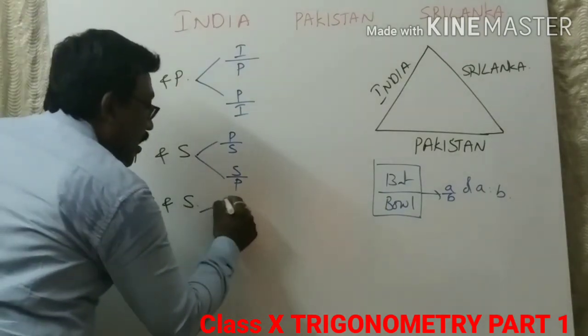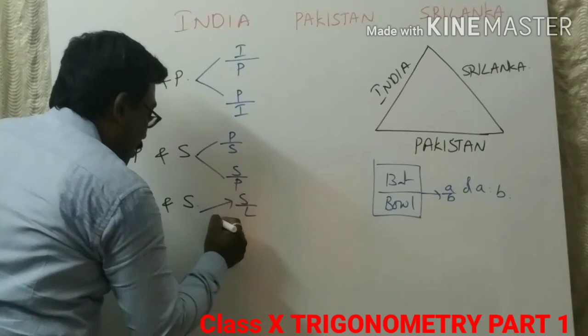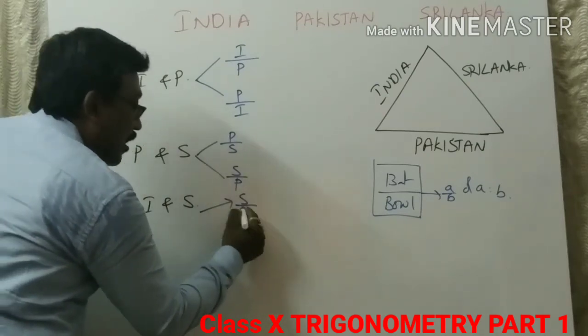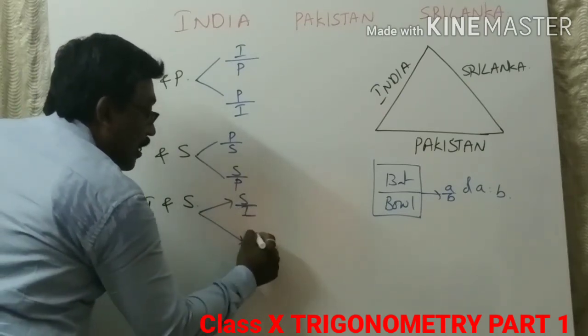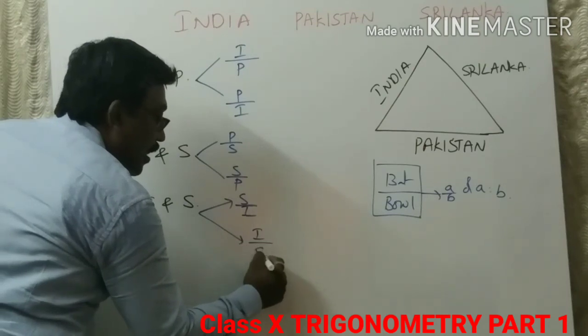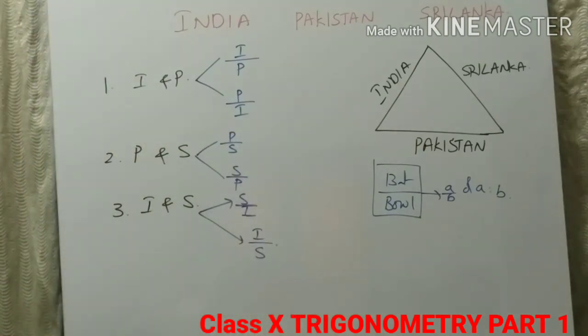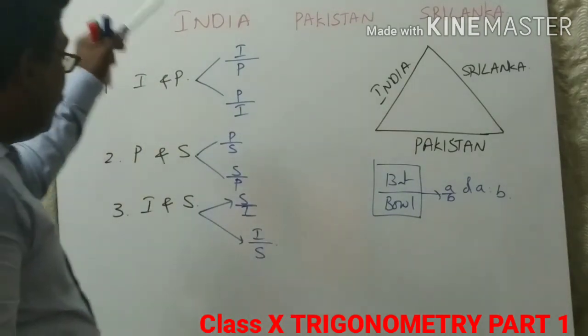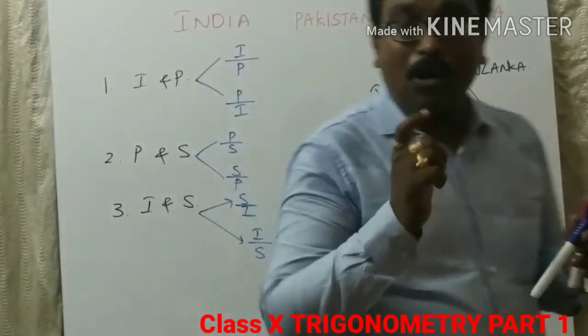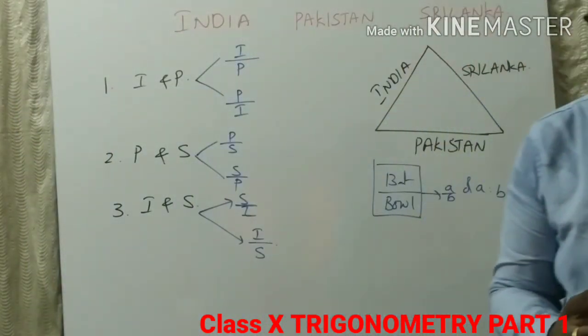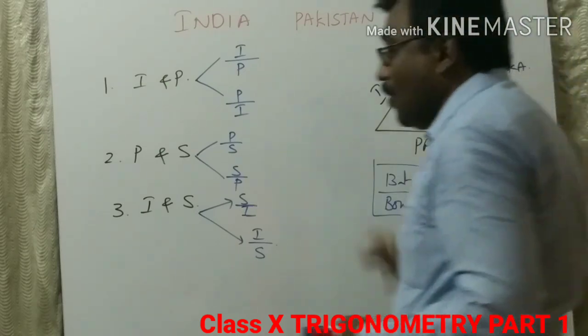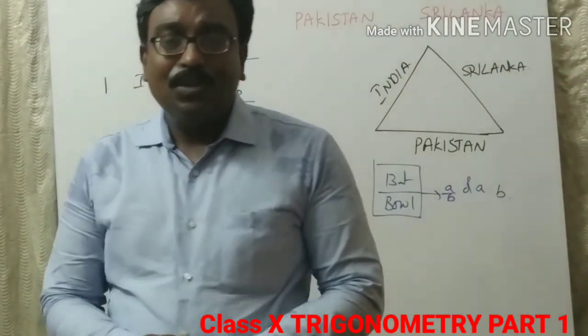Here India by Sri Lanka, okay, India by Sri Lanka or Sri Lanka by India. Anything it can choose. Out of these 6 only possible. Any other? No. So it's like a triangular series.